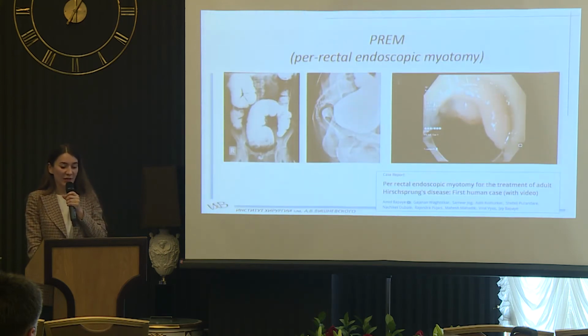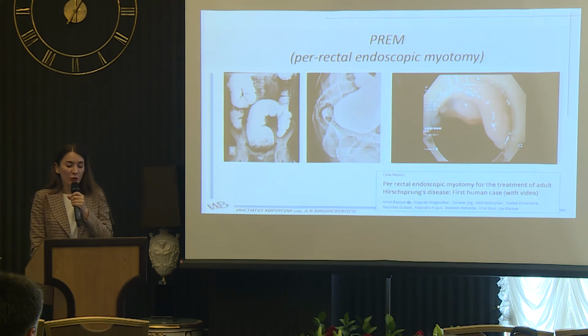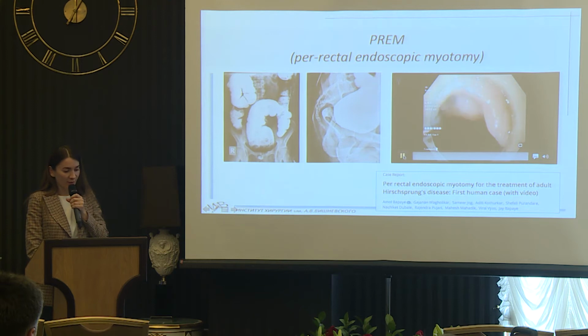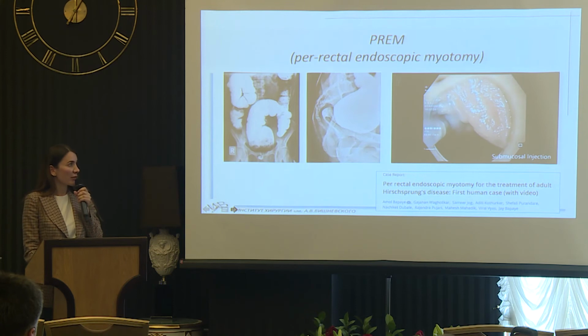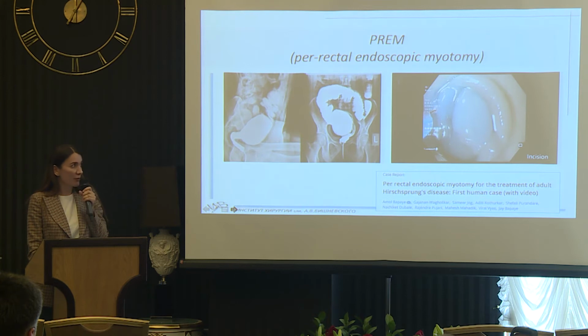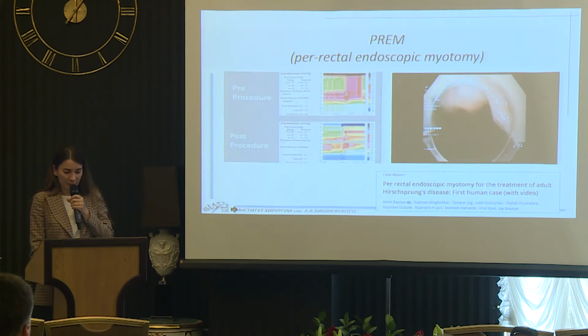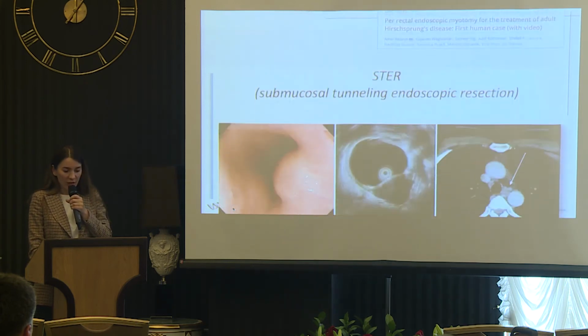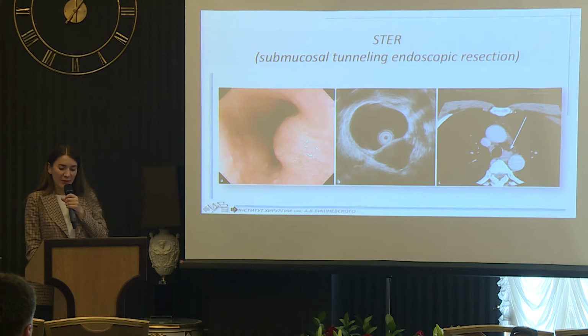Also underlying the technique of PREM, perirectal endoscopic myotomy, which is a myotomy technique performed for Hirschsprung disease. And we do have a publication of a few clinical cases with preliminary results on humans, with the same steps of surgery. But the successful application of the third space was not limited only to submucosal myotomy.